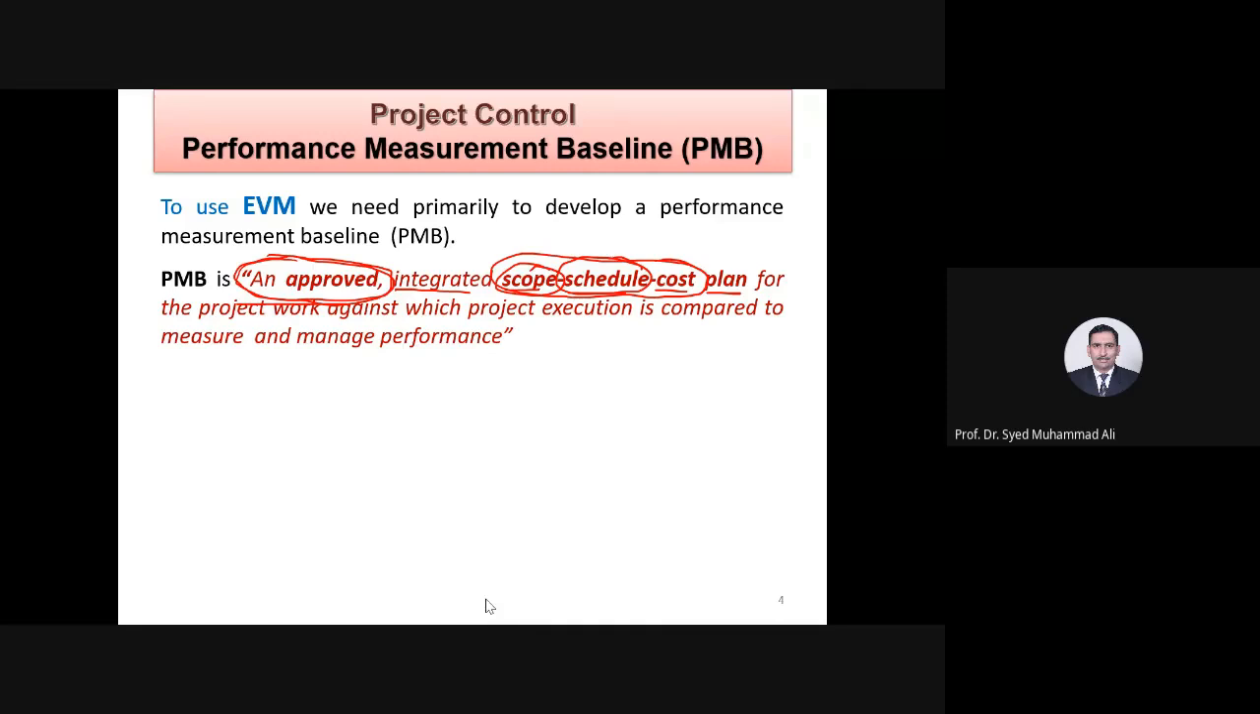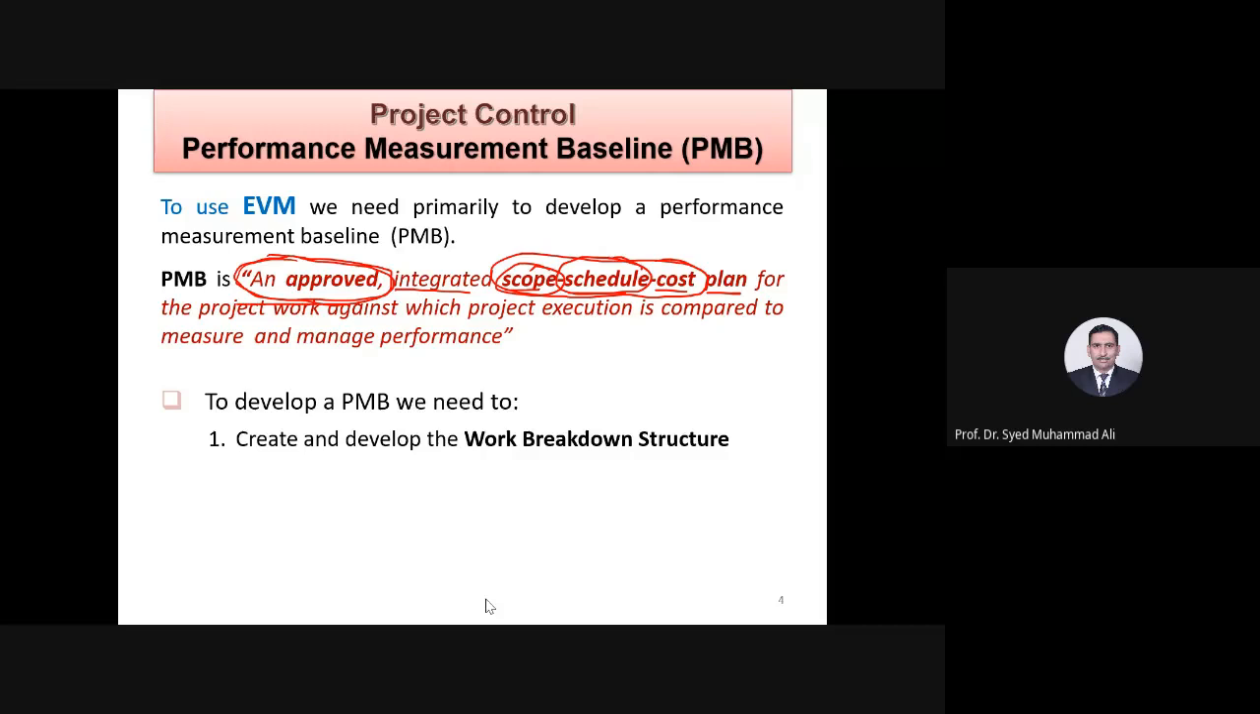You have to keep the budget in mind. So this is the definition of performance measurement baseline. To develop PMB, we need what? Basic, simple, you already know that. You have to create and develop the work breakdown structure.